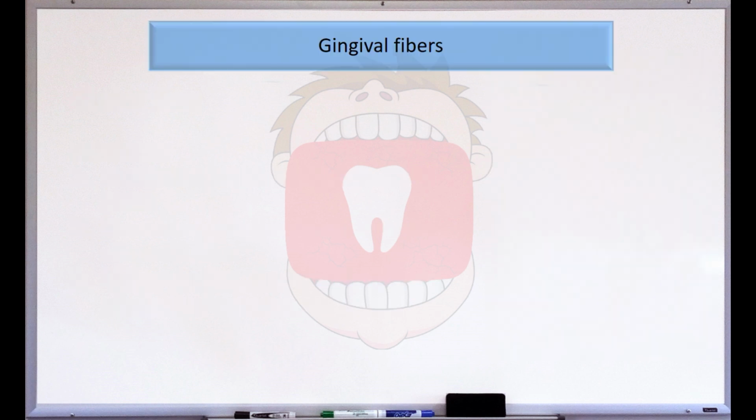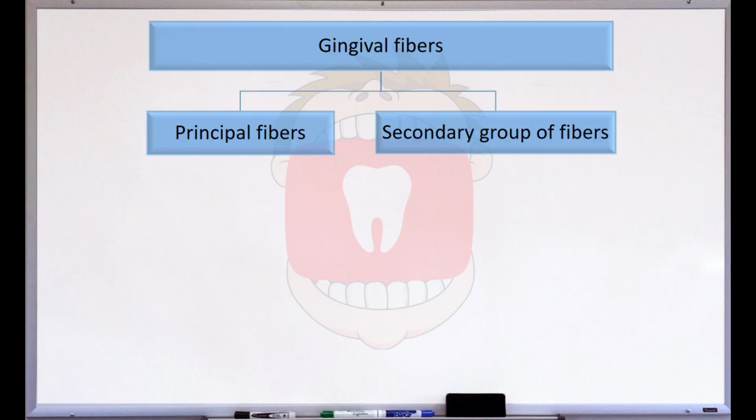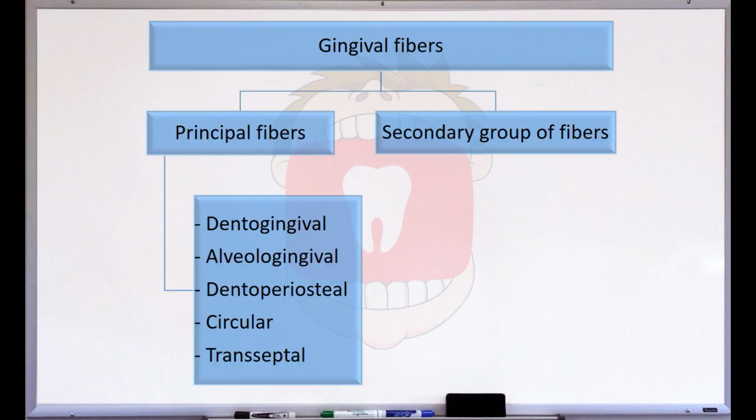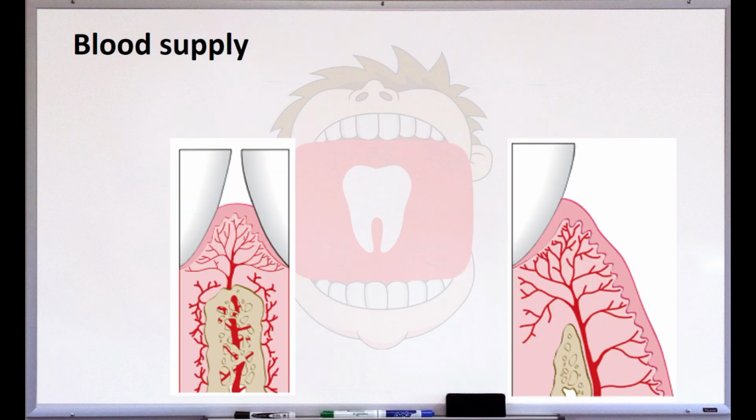The gingival fibers are further divided into principal fibers and secondary group of fibers. Principal fibers include dentogingival, alveologingival, dentoperiosteal, circular, and transseptal fibers, whereas secondary group of fibers include periosteogingival, interpapillary, intercircular, intergingival, transgingival, and semicircular fibers. The junctional epithelium and the gingival fibers are considered together as a functional unit referred to as the dentogingival unit.